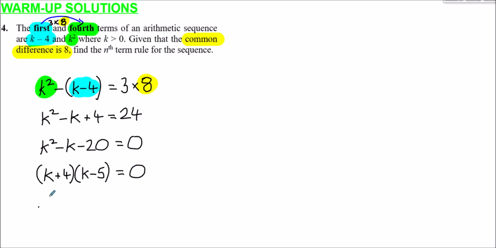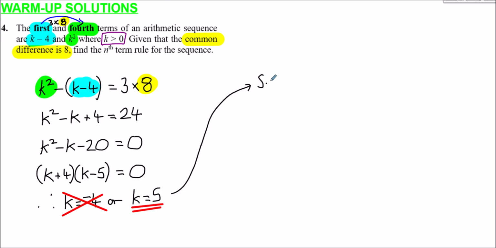So therefore, to solve this, we have k is either minus 4 or k equals 5. But we're told here that k has to actually be greater than 0. So because of that, we can eliminate this option because that's a negative. Therefore, k equals 5.